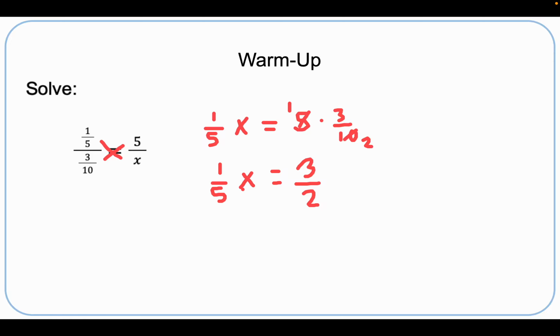And then to isolate x, to get x by itself, we need to multiply both sides of our equation by 5/1. And so these will cancel out and we're just left with x equals 3 times 5 is 15 over 2 times 1, 2. So x equals 15/2.